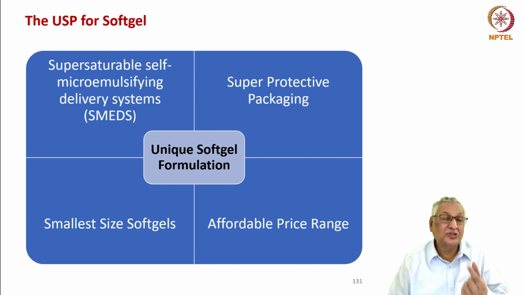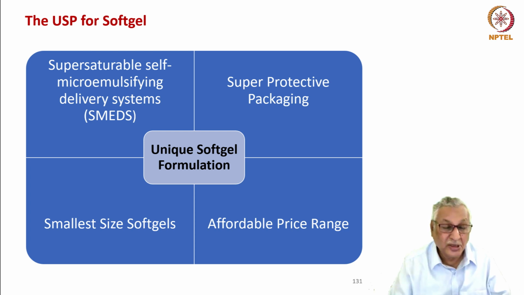Then soft gels tend to be very large because they are encapsulated in a liquid. It could be water, it could be a kind of emulsion. Therefore, the soft gels tend to be much larger than the normal dry powder capsules or tablets. Therefore, if you are able to provide the smallest size soft gels, then the compliance will be better. And if the patient compliance is better, doctors would prescribe even more. Then, of course, the affordable price range. When you do this, you have a very unique USP for the soft gel formulation that you have. And once you have this USP, you can go to town providing marketing communication on these lines.